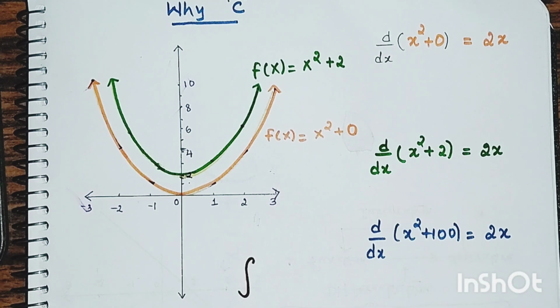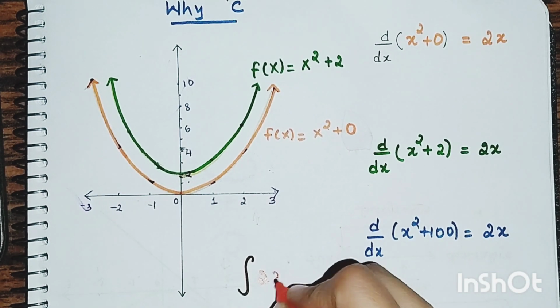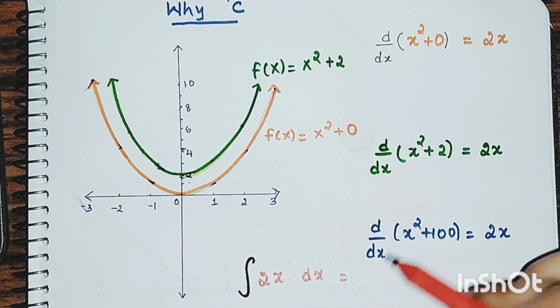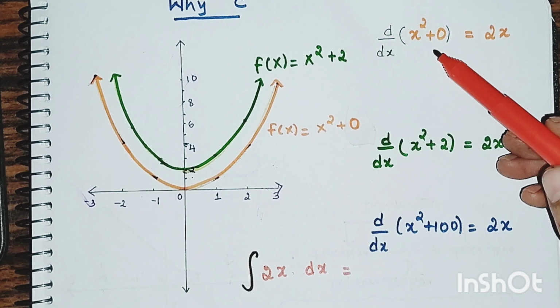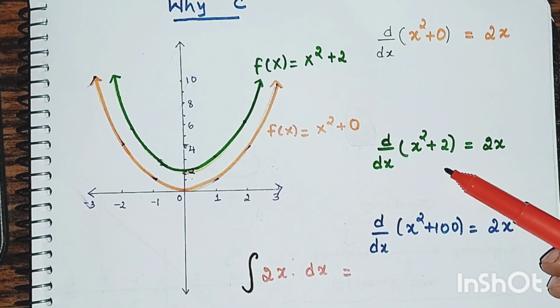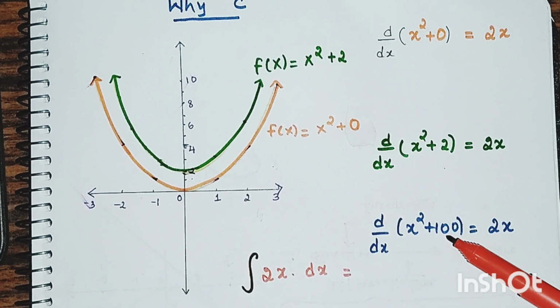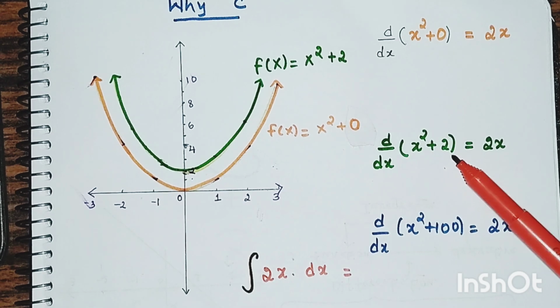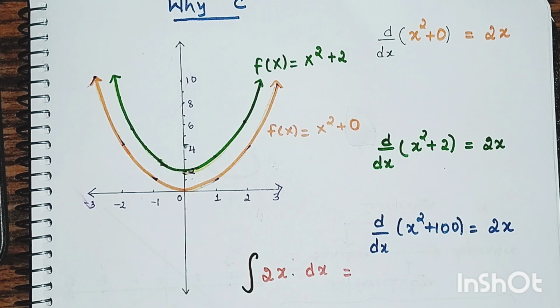Now, if they give the derivative 2x with respect to x, what will you write here? Will you write the original function as x square plus 0, or x square plus 2, or x square plus 100? What do you have to write? This one, this, or this. If you write this, we are not sure, it can be the other function also. We don't know, right? Yes, this is where the constant c plays a major role.